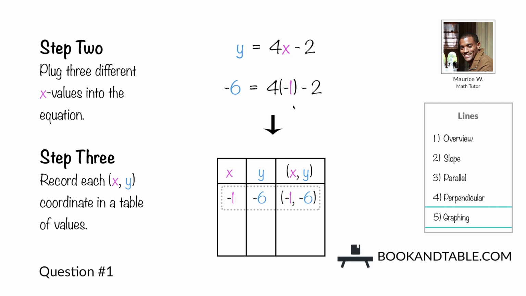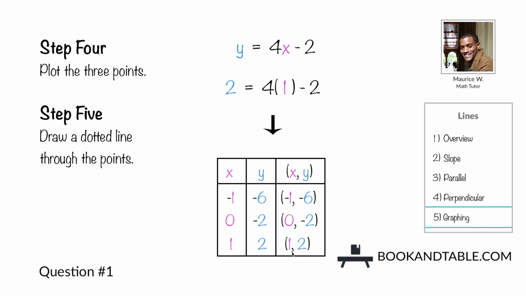So when x is negative 1, 4 times negative 1 is negative 4. Negative 4 minus 2 is equal to negative 6. So when x is negative 1, y is negative 6. If x is 0, 4 times 0 is 0. 0 minus 2 gives you negative 2. So our second point is 0, negative 2. And then when x is 1, 4 times 1 is 4. 4 minus 2 is positive 2. So that gives us a third point of 1, 2.